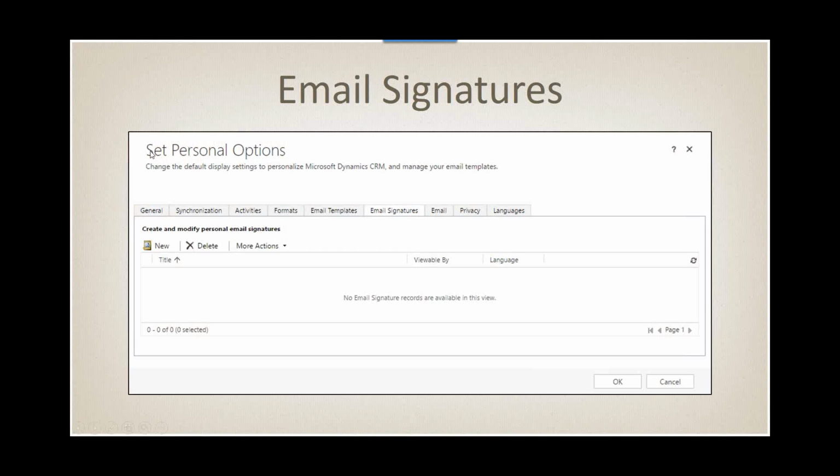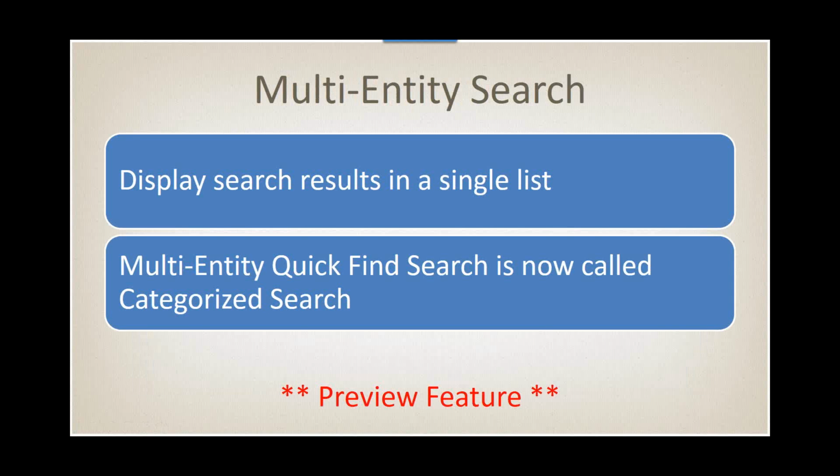This is the interface. As you can see, it's in your personal options, and we now have an email signatures tab. We just click the new button. It's just like Outlook. It's just an HTML box. You type in whatever you want and save it. As you can see, we can have more. And then whenever you go to insert it or add it, you can just pick the one you want.